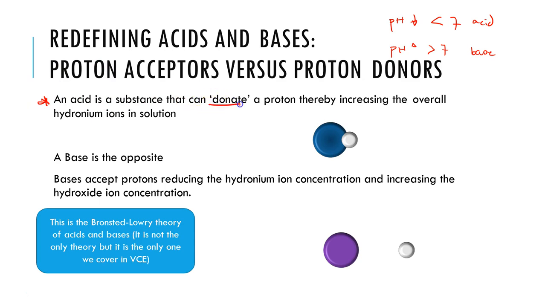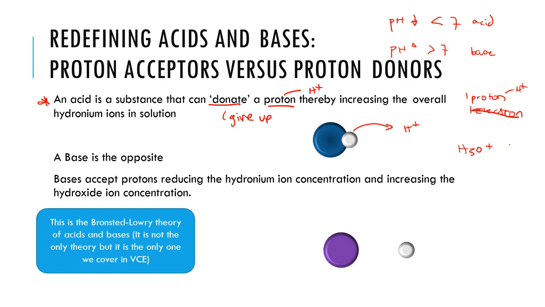So the key definitions that we need to know for the Bronsted-Lowry is that we define an acid as a substance that can donate, give up, a proton being a H+, so a hydrogen atom that has lost its electron, leaving behind essentially a proton, because if you remember, a hydrogen consists of one proton and one electron. So if we lose the electron from a hydrogen atom, we are left with a proton, and we show that as being H+. This will increase the overall hydronium ions in solution, because as the acid gives up its proton, that proton will then react with water, forming H3O+.